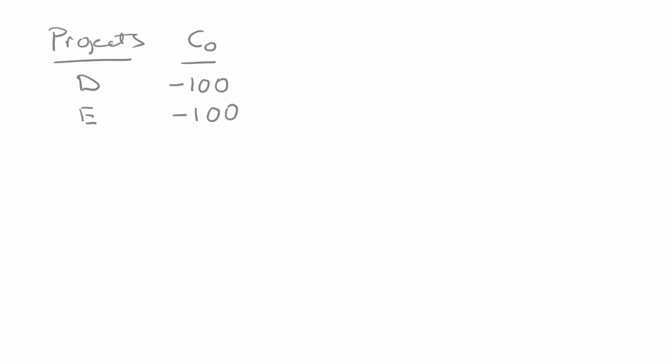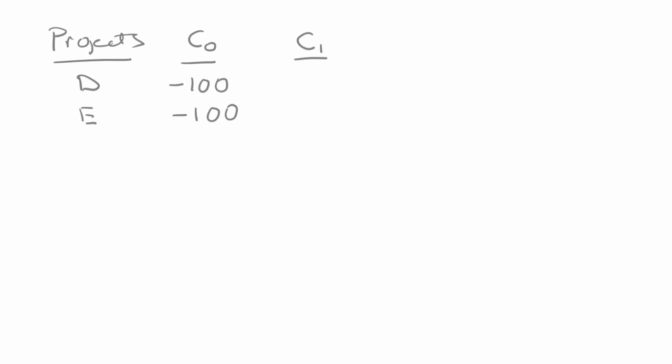Now we're going to consider a different problem with IRR, one that has to do with timing rather than scale. So we have two projects, D and E. They cost the same, let's say $100. So they operate on the same scale.